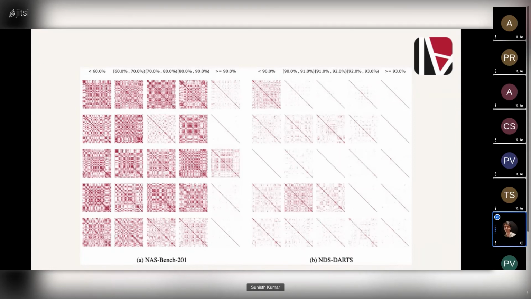You can see the top headings basically represent the percentage of the accuracies. So you can see that for greater than 90%, they have fewer off-diagonal elements. All of the elements are majorly just diagonals.